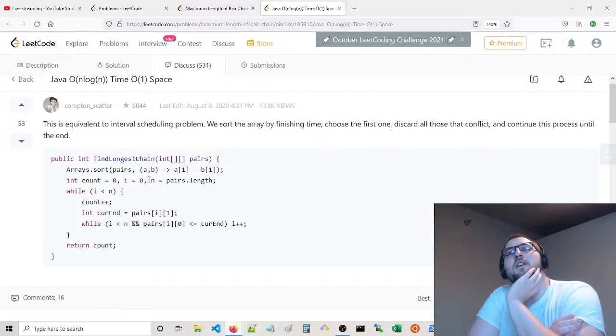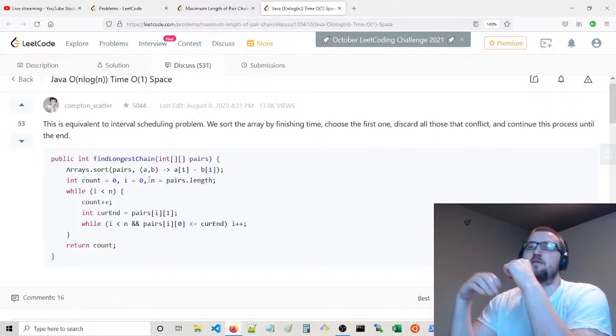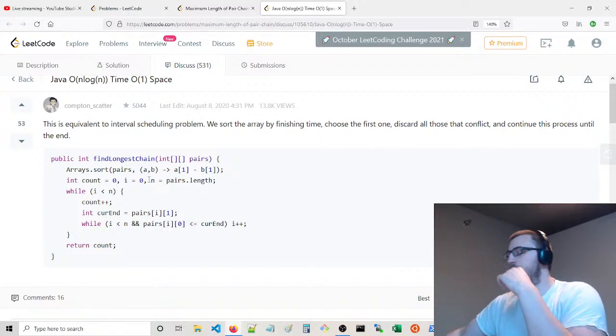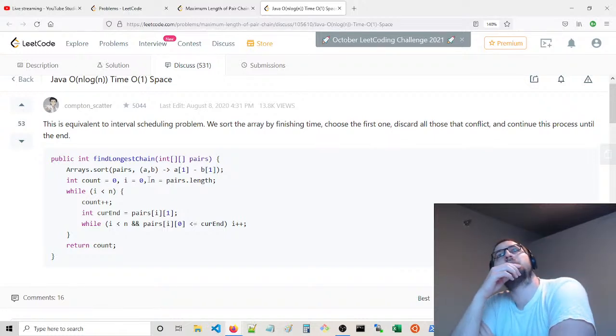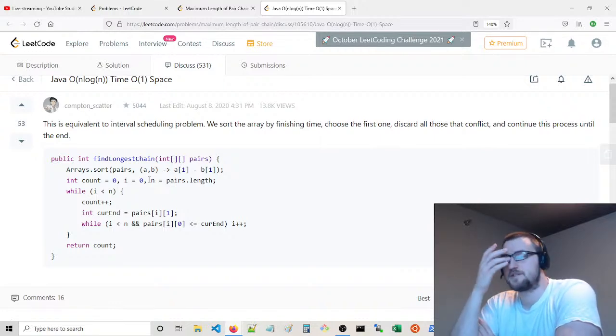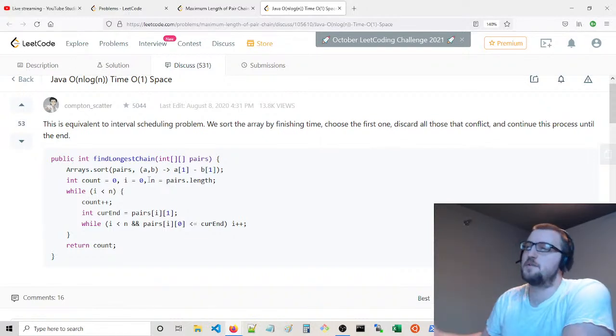And then if you were to take the next smallest ending time from the set of remaining possible disjoint intervals that don't conflict, that gives you your best chances. I don't know how to rigorously explain that though, or prove that. Like, I don't know. Okay, how do they explain it?